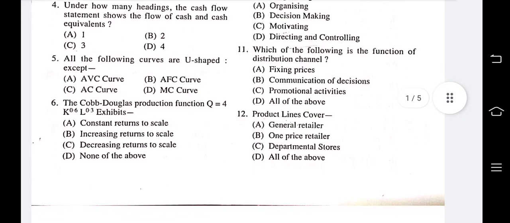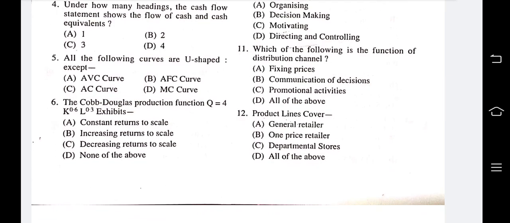Okay. Next is the product line question. Options are general retailers, one price retailers, departmental stores, all of these. Product line means all are involved in a product line to sell the product. Okay, your answer is the last, D.